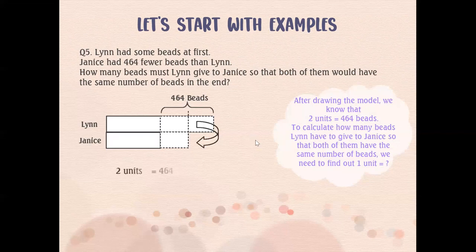So same thing, we will write down 2 units equal to 464, and 1 unit will be 464 divided by 2. So the answer is 232. So Lynn will need to give 232 bits to Janice so that both of them will have the same number of bits in the end.